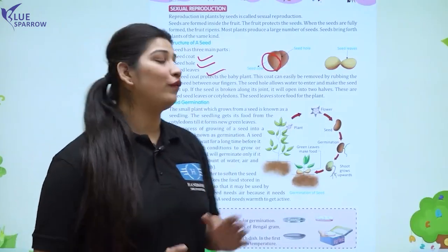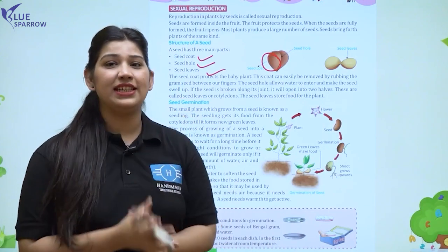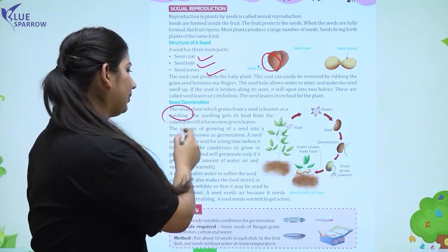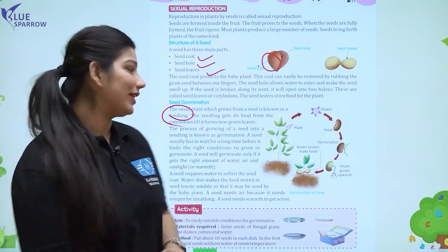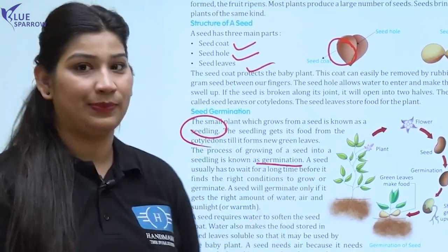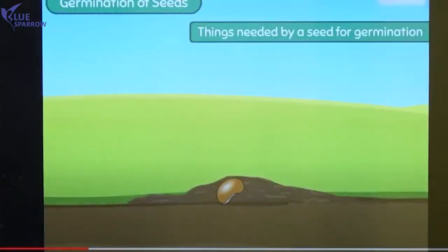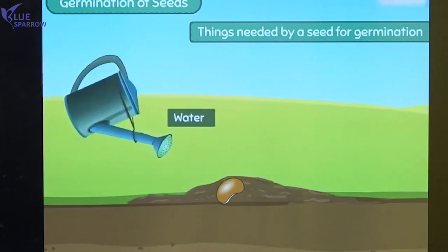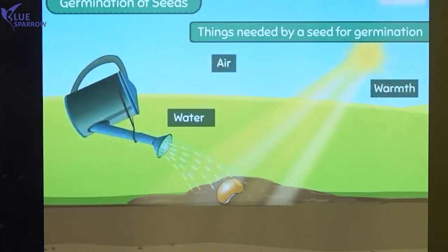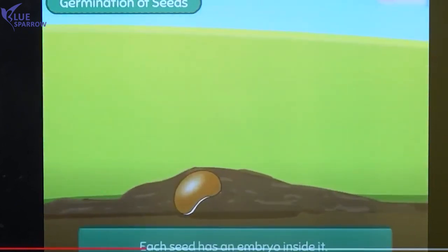Next is the process of germination. The small plant which grows from a seed is called a seedling. The process of growing a seed into a seedling is called germination. Let us understand the process of germination. A seed usually has to wait a long time before it finds the right conditions to grow or germinate. A seed will germinate only if it gets the right amount of water, air, and sunlight.